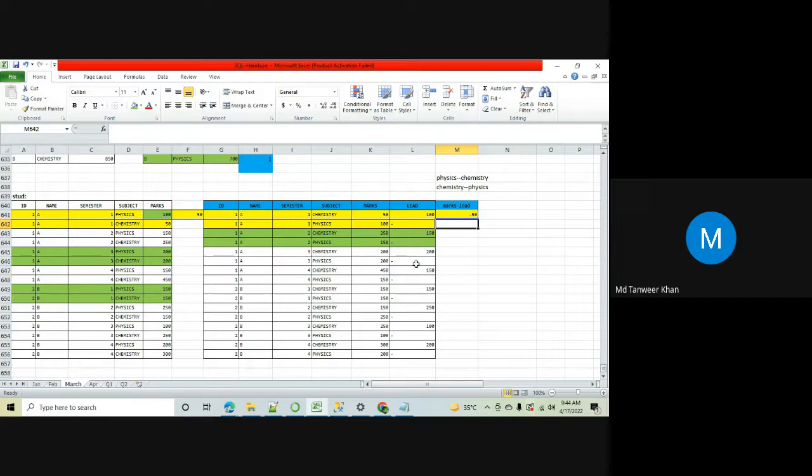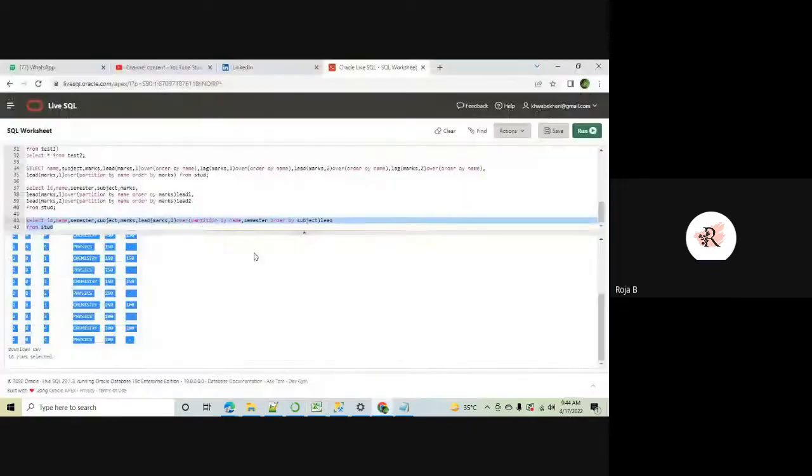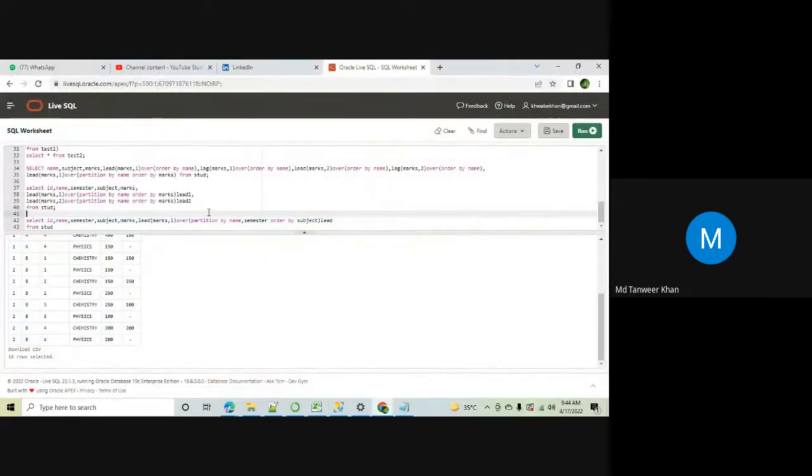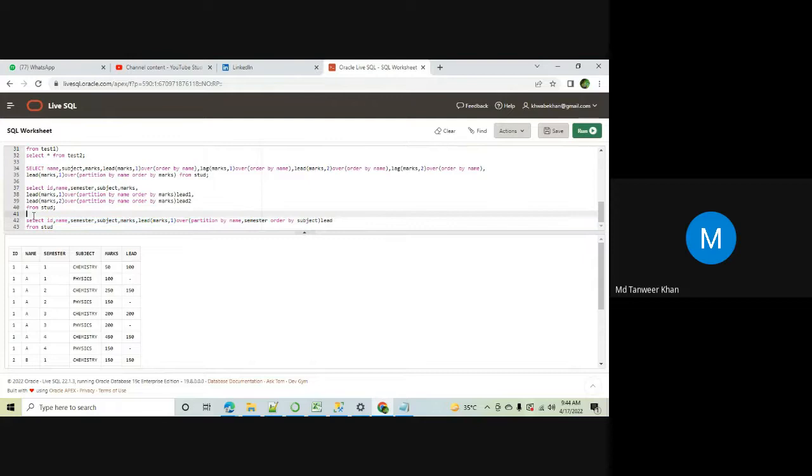So the important thing is, if you see this data, concentrate on this data. Here the marks are the same, so this difference will be 0. Correct? Yes. So let me do that. This is the one I have done here. Now let me keep this in one temporary table.